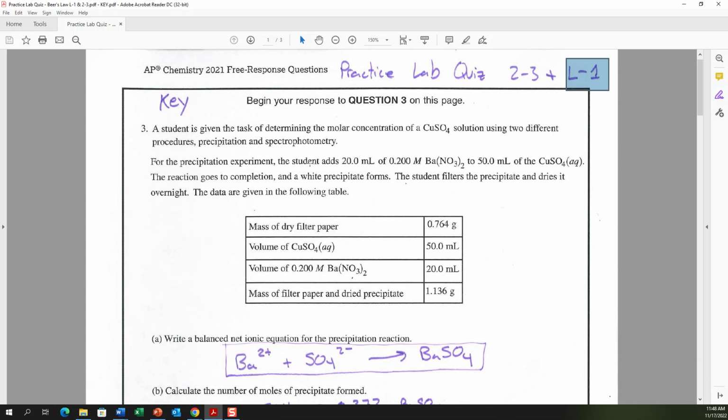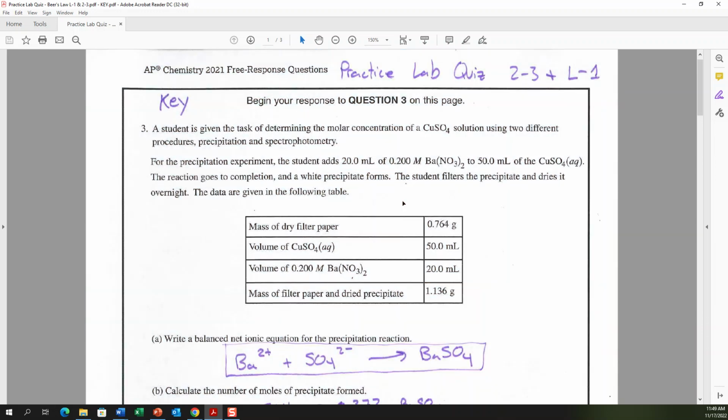Now, another thing I want to make a note of is when they made the curriculum change in 2013, they said you no longer had to memorize solubility rules. So most of the time, when they tell you something precipitates, they'll tell you what the precipitate is. But what I want you to note here is they don't tell you what the precipitate is in this. They tell you that copper sulfate solutions and barium nitrate solutions are mixed and a precipitate forms, but they don't tell us what the precipitate is.